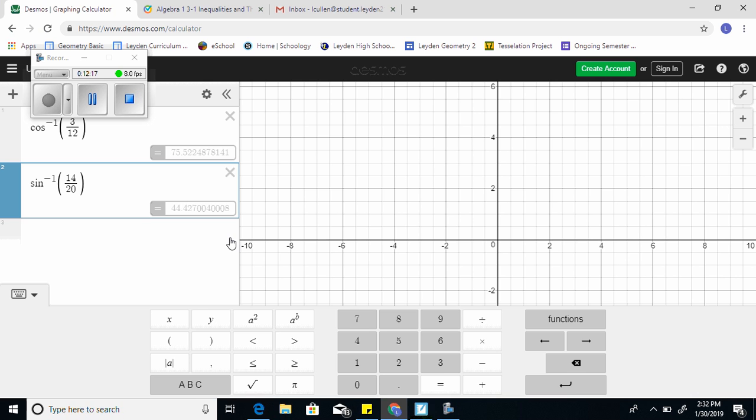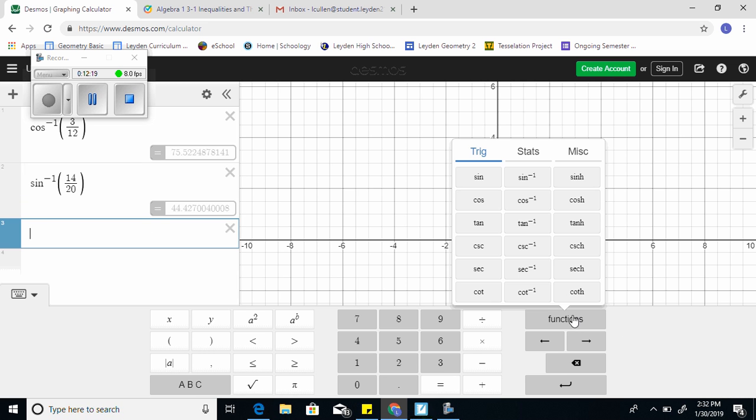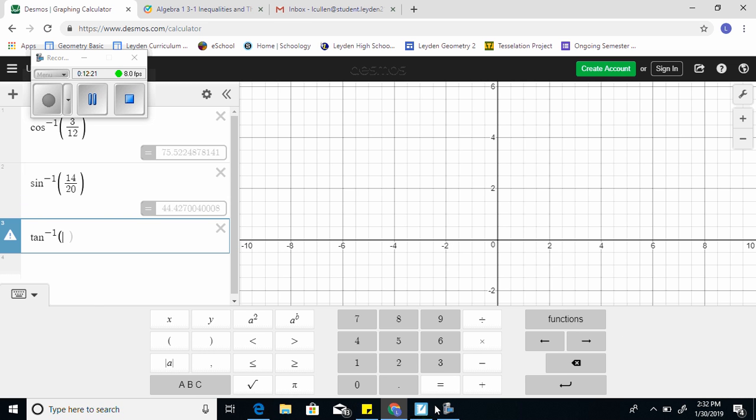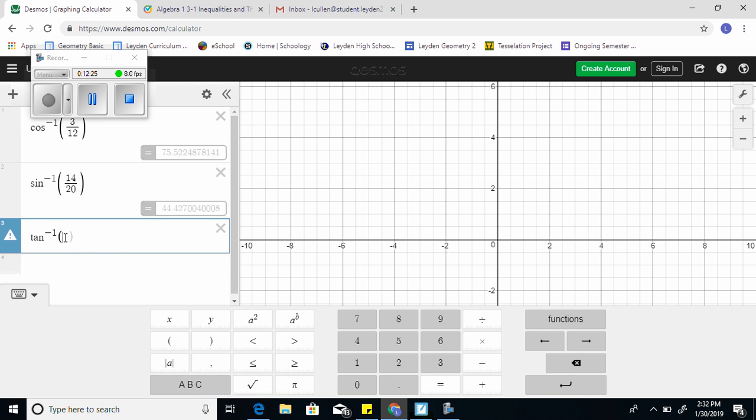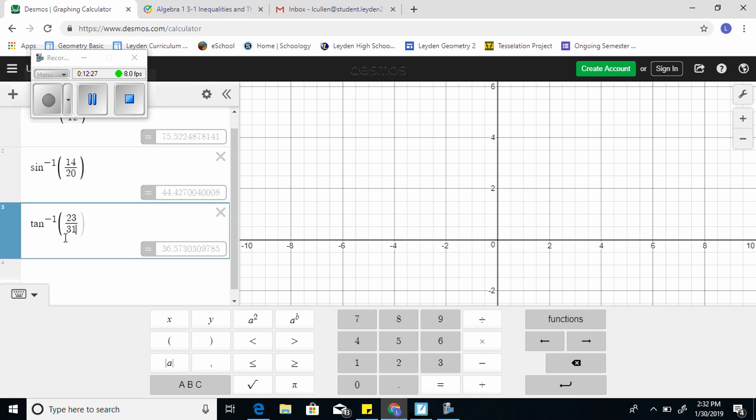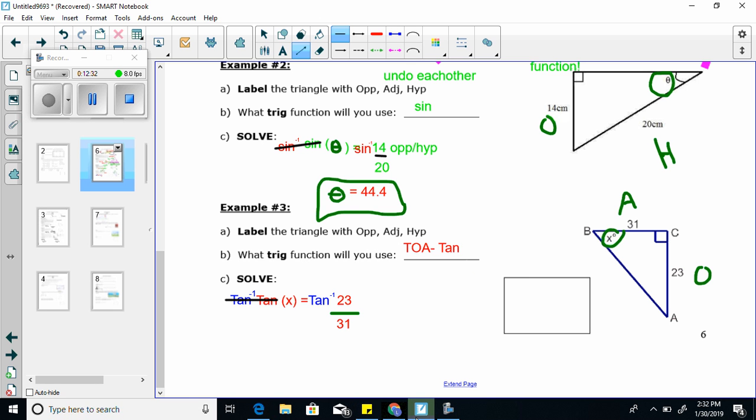So I come here, I go to functions, inverse tangent of 23 over 31, and I get 36.57. And that is how we find the missing angles.